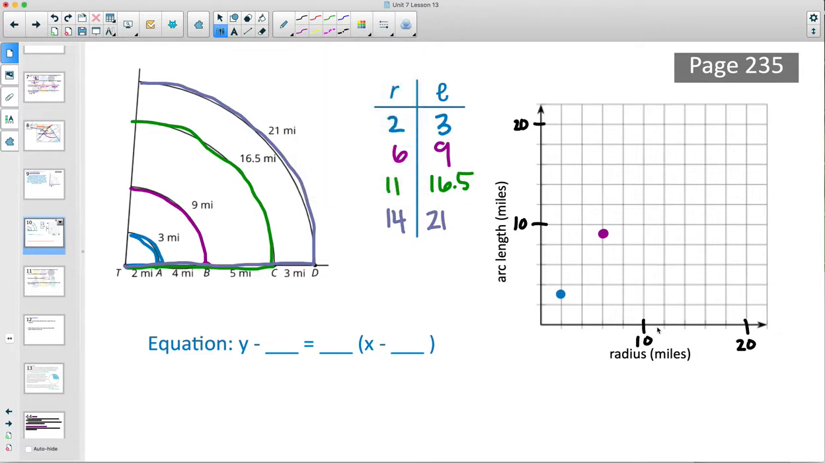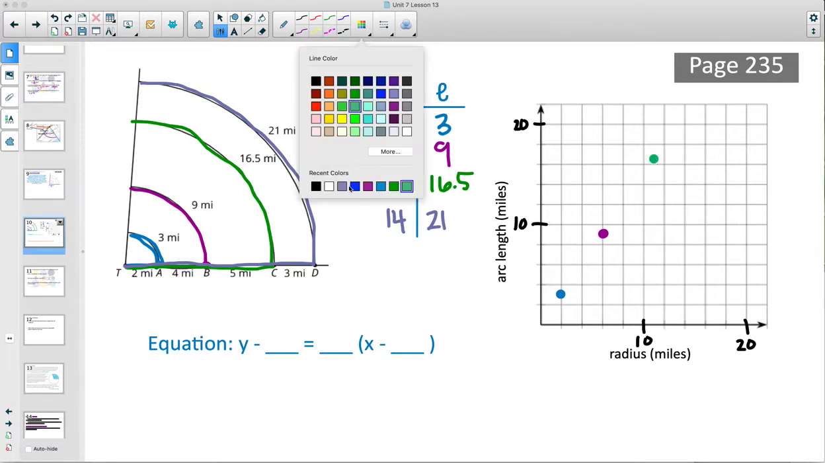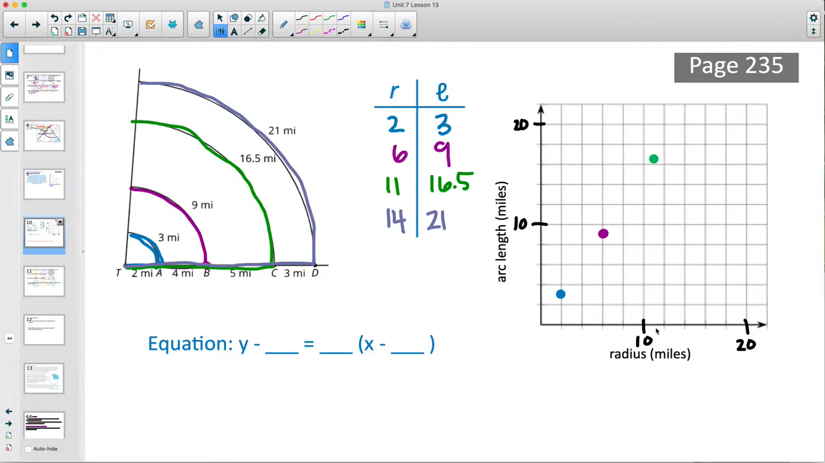So here's 10. So 11 is going to be halfway. 2, 4, 6, 8, 10, 12, 14, 16 and a half. So just above there. And then the final one was 14. So this is 10, 12, 14, and then 21. So plotted those points. Appears to be a line, so a straight line relationship here.